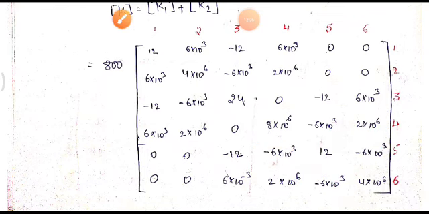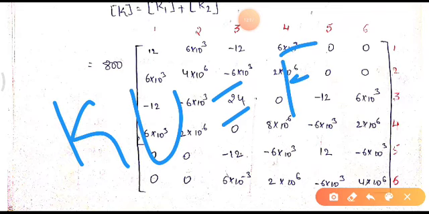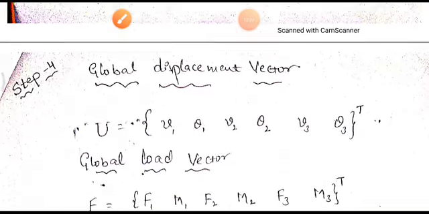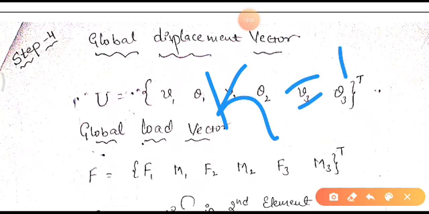Once you calculate the global stiffness matrix, the next step is to write the equilibrium equation, that is nothing but K into U equal to F. As we know that stiffness is nothing but load by displacement.